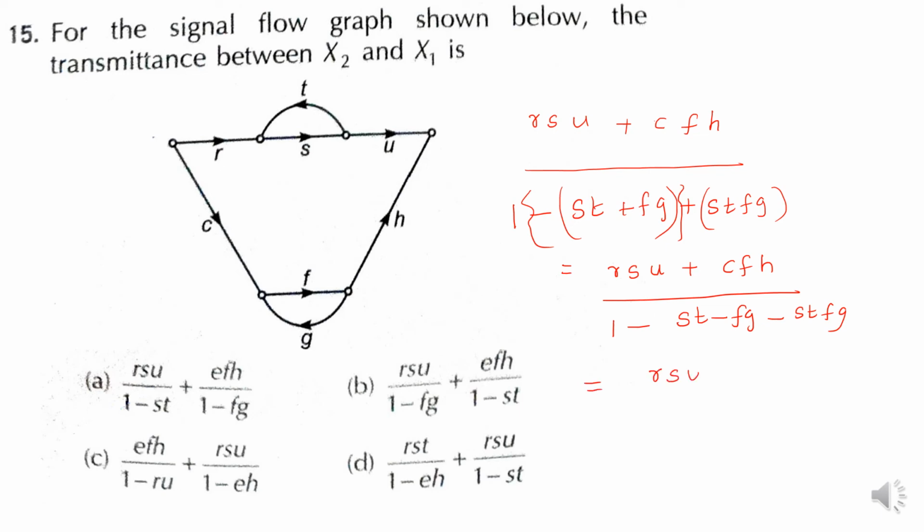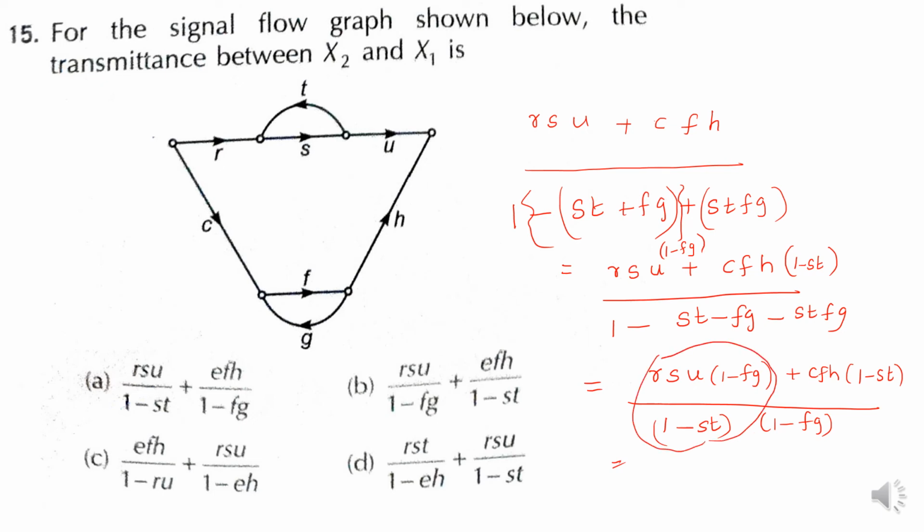So RSU into the loop that is not touching the kth forward path, 1 minus FG. Here not touching the forward path is ST. So RSU into 1 minus FG plus CFH into 1 minus ST, the whole divided by 1 minus ST into 1 minus FG. Can I write like this? Now I have to separate the terms. So here FG, FG get cancelled. RSU divided by 1 minus ST, and the next one is plus CFH divided by 1 minus FG, because 1 minus ST, ST cancel. Option A is the correct answer. Here C.